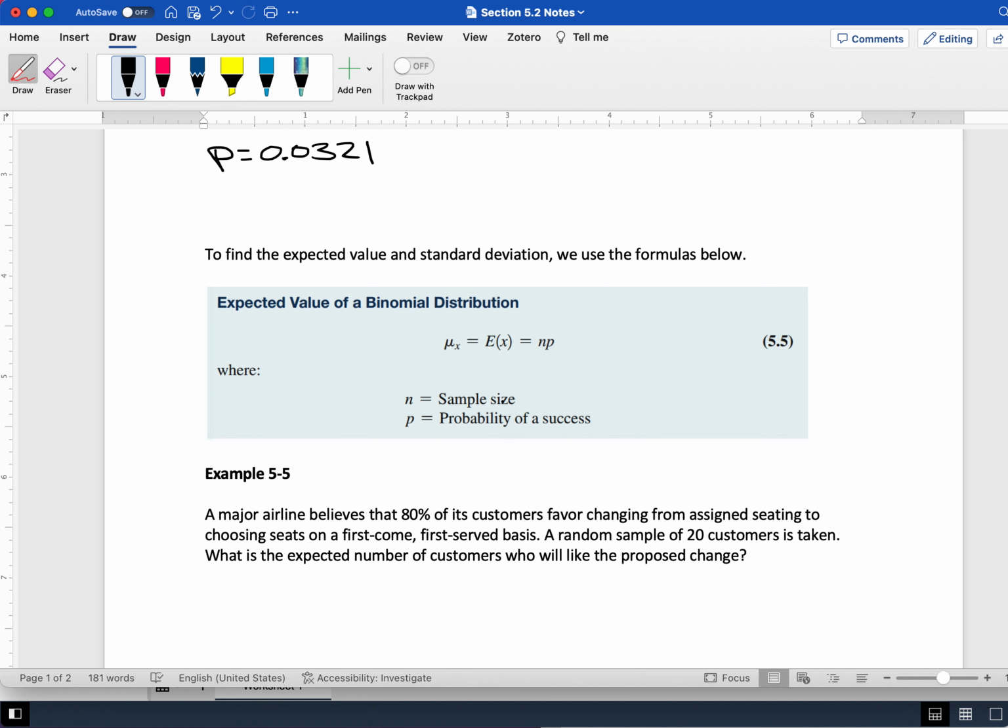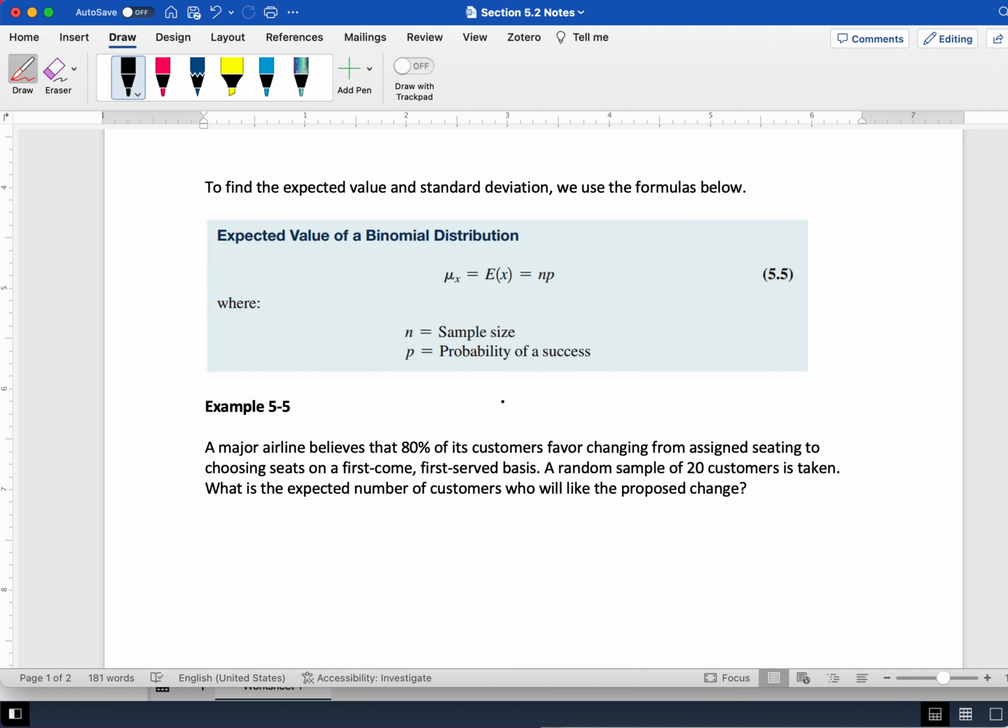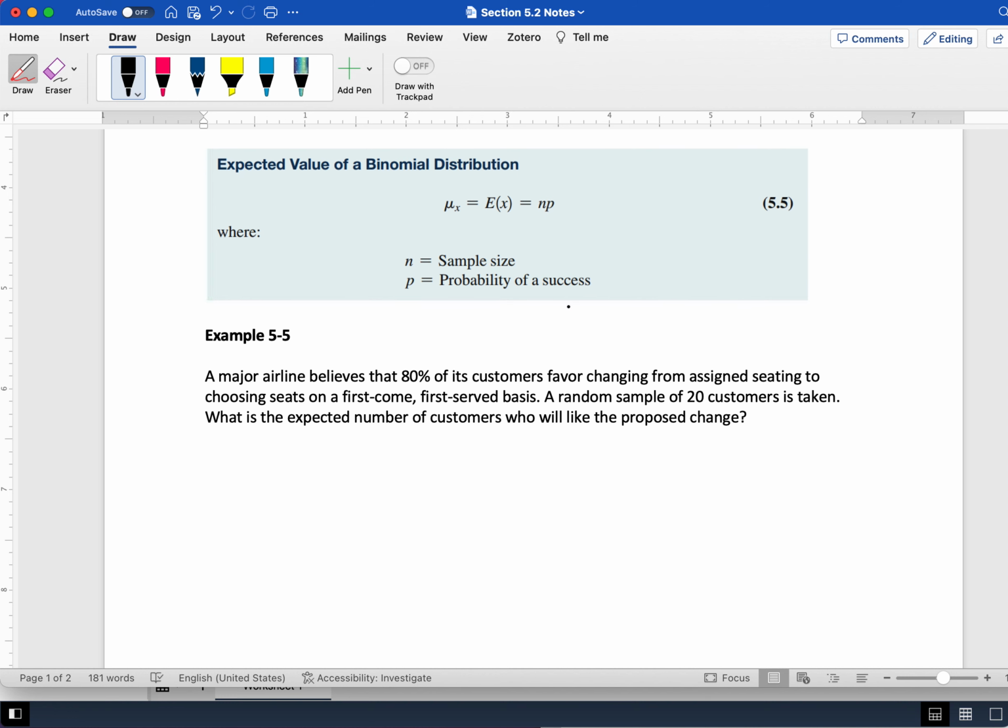So we can also find expected value and standard deviation. And we don't use Minitab for this. We use some formulas, and luckily the formulas are pretty simple. So the expected value formula, we multiply sample size times probability, N times P. And this is something that should make sense. So if I look at this question, a major airline believes that 80% of its customers favor changing from assigned seating to choosing seats on a first-come, first-served basis.